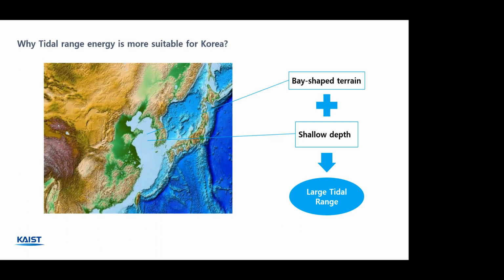Secondly, the Yellow Sea is relatively shallow, so the difference in depth becomes significant depending on the amount of incoming water. For these reasons, the Yellow Sea of Korea experiences a substantial tidal range, making tidal range energy more suitable for the topography of Korea.